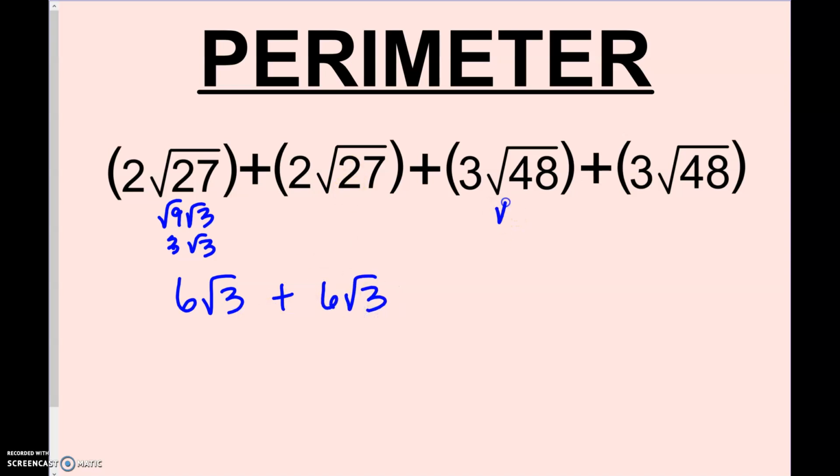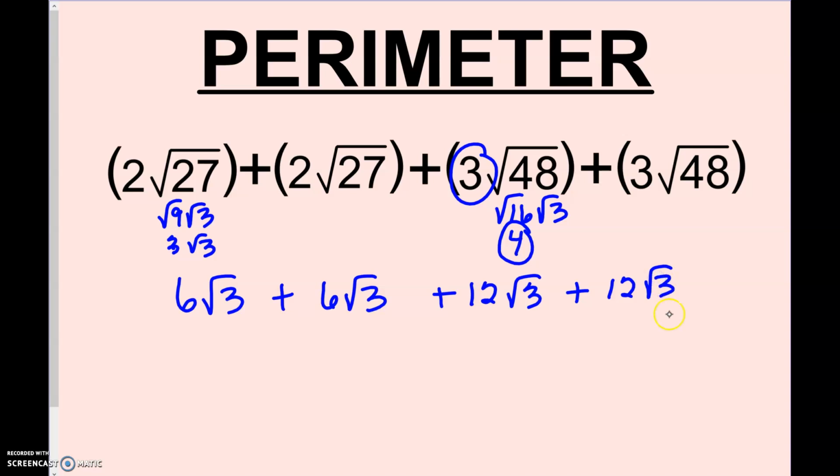And then 48 we know is 16 times 3. The square root of 16 is 4. And now 4 times 3 is 12. And then we still have our root 3. And this one's going to also be the same.